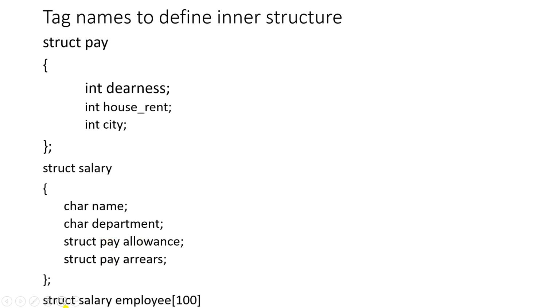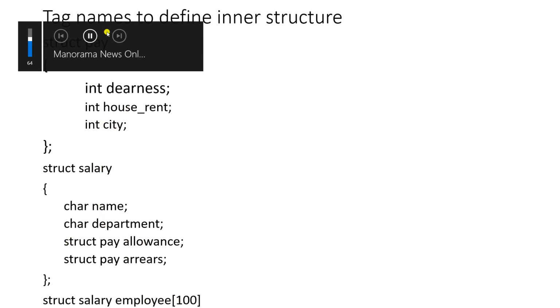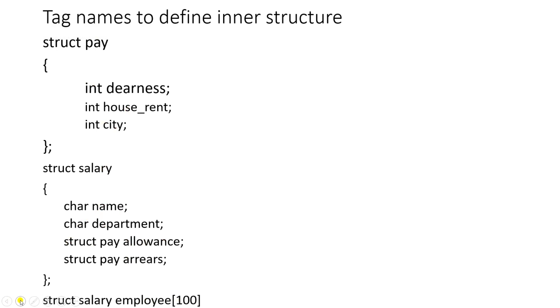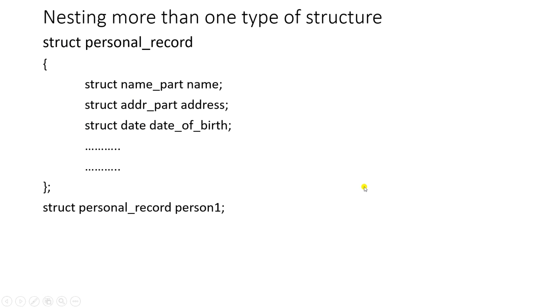So you can declare an employee variable of type salary, and you can declare it as an array also. If you want to access it, like in the previous case, you can access the elements of any structure that is within another structure. So nesting more than one type of structure is also possible. That is, this is your main structure. Within that structure, you can see structures with different elements.